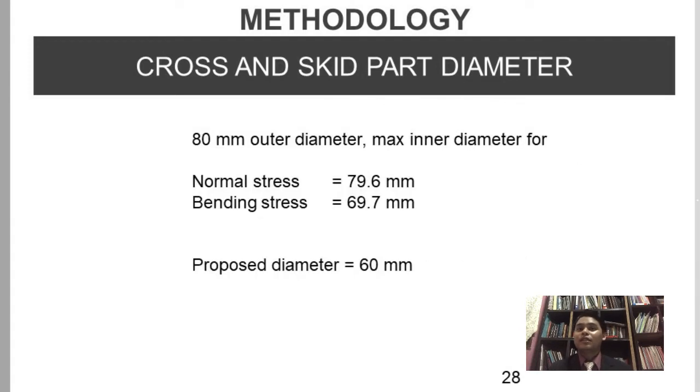By using an outer diameter of 80 mm, we found that the maximum inner diameter by normal stress calculation is 79.6 mm, while for bending stress it is 69.7 mm. So our proposed diameter is 60 mm.